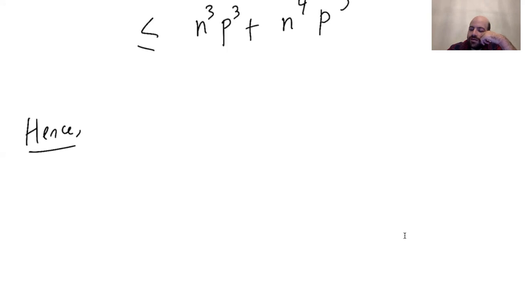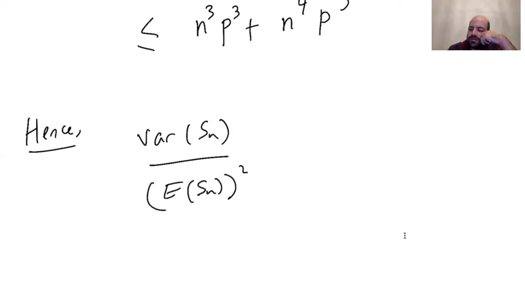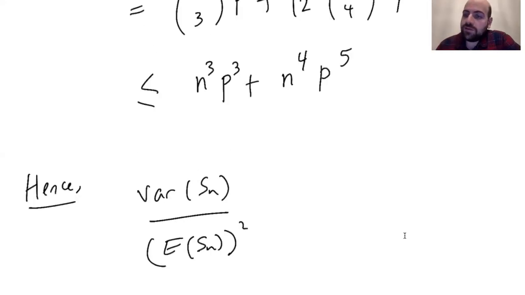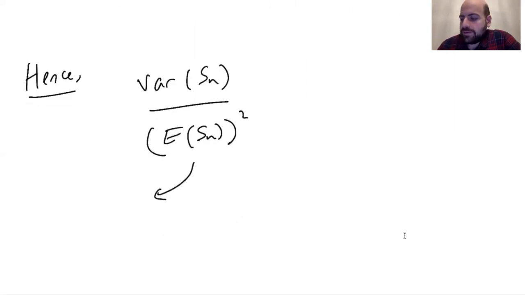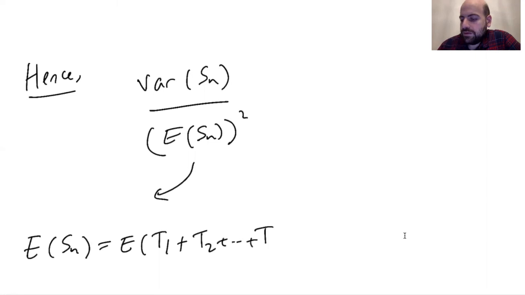variance, okay. What do we need? Variance Sn over the expected value Sn, the whole squared. The variance Sn, we already found the bound for it. What about the expected value Sn, by the way? Expected value Sn, what was Sn? It was T1 plus T2 all the way to T n choose 3.